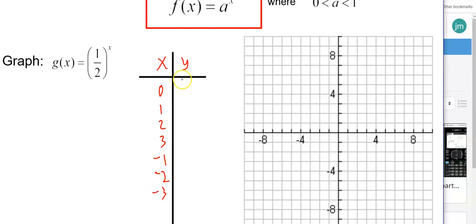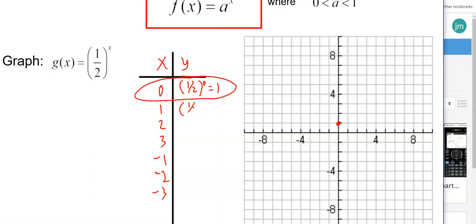Okay, so if we plug in 0 for x, that's 1/2 to the power of 0. Well, anything to the 0 power is 1, unless it's 0. Okay, so 0, 1 is the main point in this graph as well. That's the point you need to memorize. It's the same point, by the way, but the behavior will be different on this one, I think.